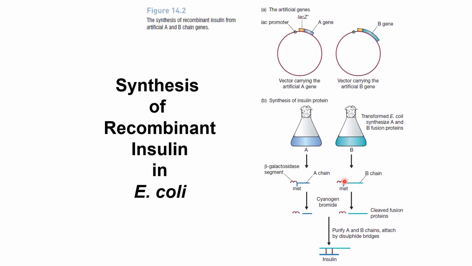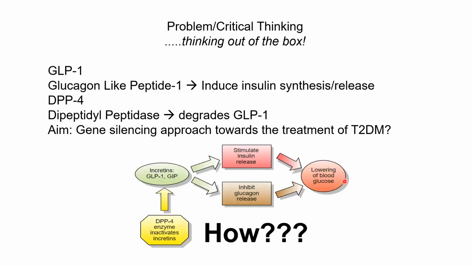Now, diabetes is of 2 types, type 1 DM and type 2 DM. In type 1 DM, there is no insulin made whatsoever. So there, the only treatment is insulin. But in type 2, the insulin is there. There are 2 very important players in type 2 diabetes mellitus, GLP-1 and DPP-4. GLP-1 is glucagon-like peptide 1, that's the name.